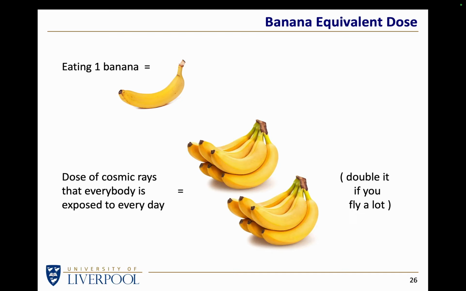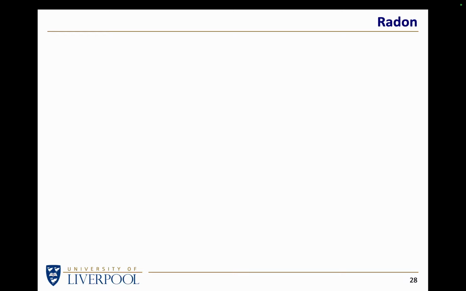Bear in mind it would have to be doubled or more if you spend a lot of time in aircraft at altitude, simply because you are closer to the source of cosmic rays. This is why pilots have to be careful if they are flying at altitude a lot of the week or the month. You have to add up a pilot's hours to make sure they don't receive too much of a radiation dose.